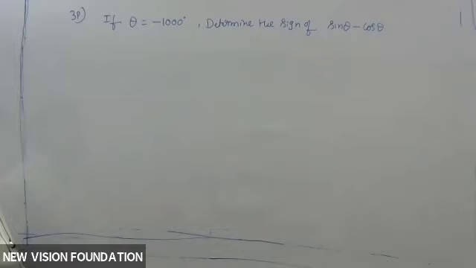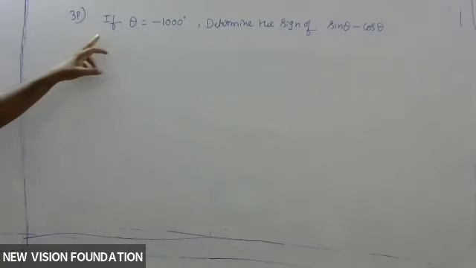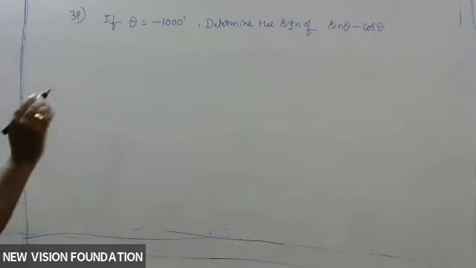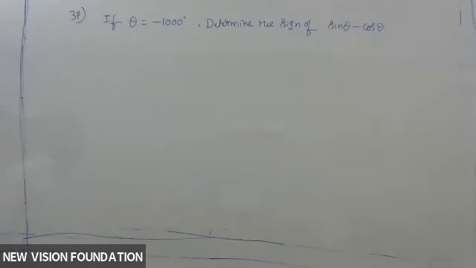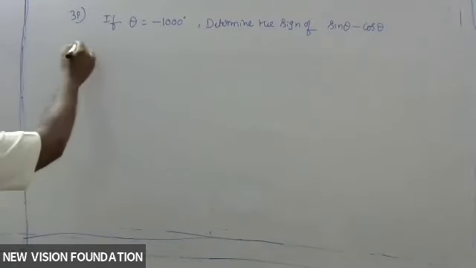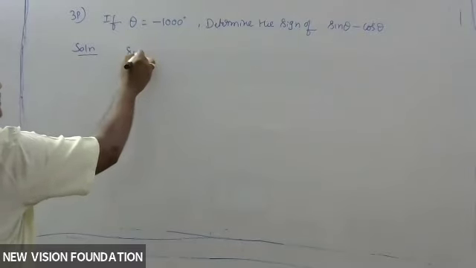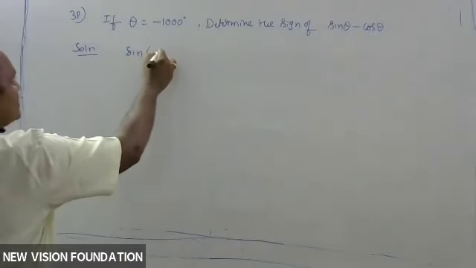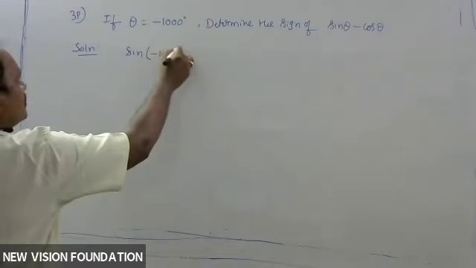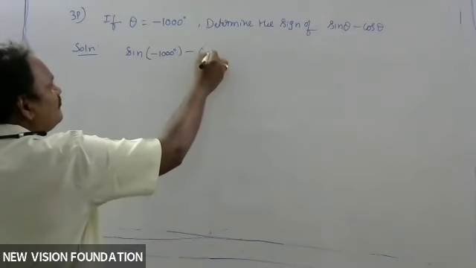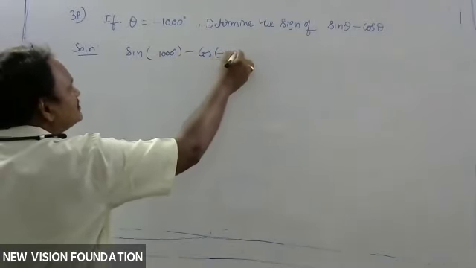Now, dear students, this is a very important problem: when theta is equal to minus 1000 degrees, determine the sign of sine theta minus cos theta. How are we going to proceed with this type of problem? These types of problems are important from a competitive point of view. Now let us take this problem, my dear students. We have sine theta minus cos theta, which means sine of minus 1000 degrees minus cos of minus 1000 degrees, right?